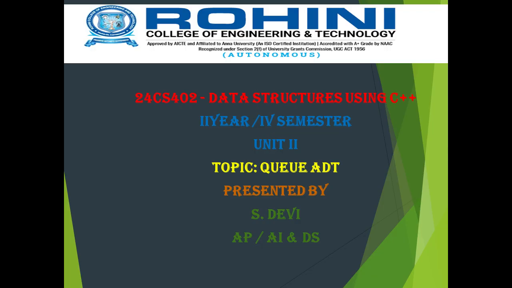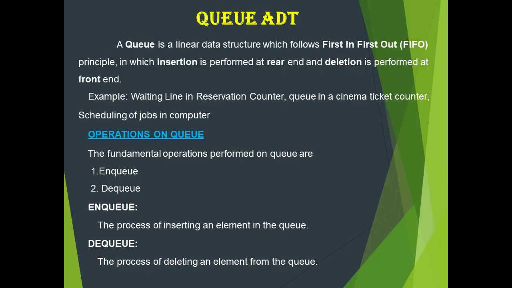Today, we are going to discuss the topic Queue ADT. We will see what is a queue. A queue is a linear data structure which follows the concept of FIFO. Here, insertion takes place at one end known as the rear end, and deletion takes place at the other end, known as the front end. For example, a waiting line at a reservation counter, a queue at a cinema ticket counter, and scheduling of jobs in a computer are examples of a queue.